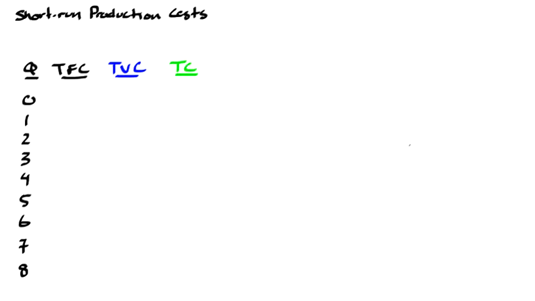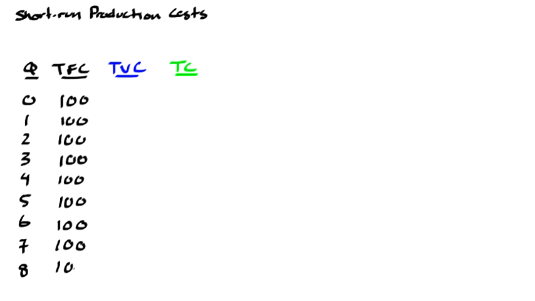So beginning with total fixed costs, these are dollars per day. Just as Q represents the number of chairs per day, the cost will be dollars per day. So our total fixed costs are $100 per day. So as the definition says, regardless of the number of chairs that we produce, this is a cost that we're going to pay. So our column will be filled with $100.